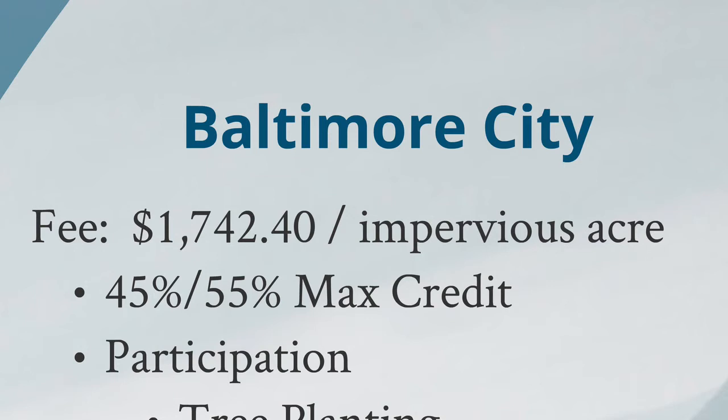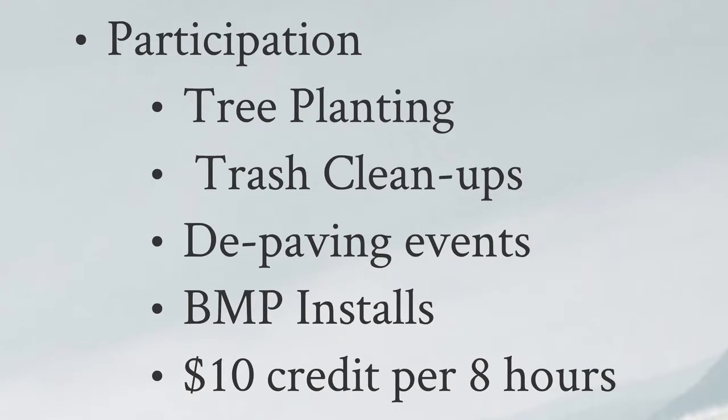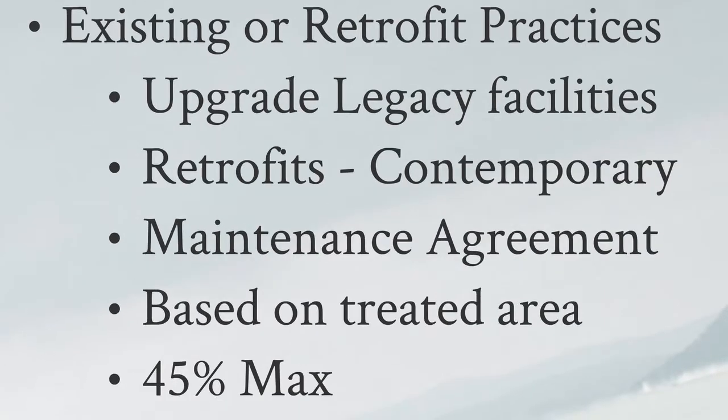So Baltimore City, you're at $1,700. They have a maximum credit of up to 55%. They do allow participation credits, so community things like tree plantings and different community events that people can be involved in, mostly residential folks. With the existing or retrofit practices, they require legacy facilities to be upgraded to get any credit. Any retrofits are going to have to be contemporary practices. Maintenance is going to be enforced.